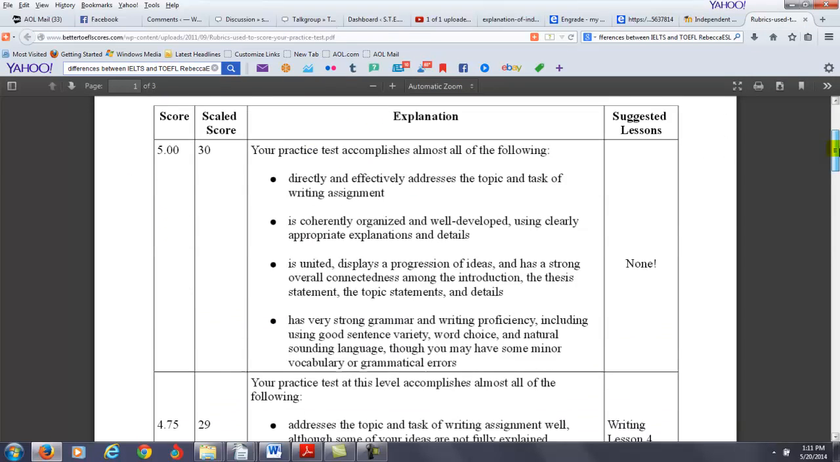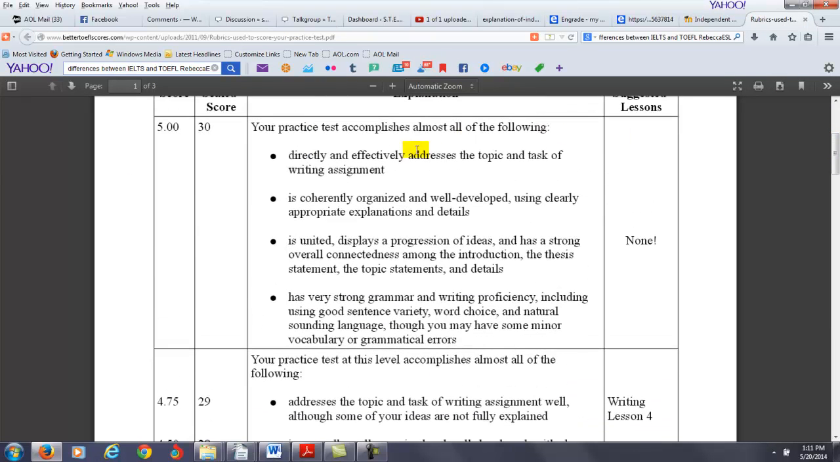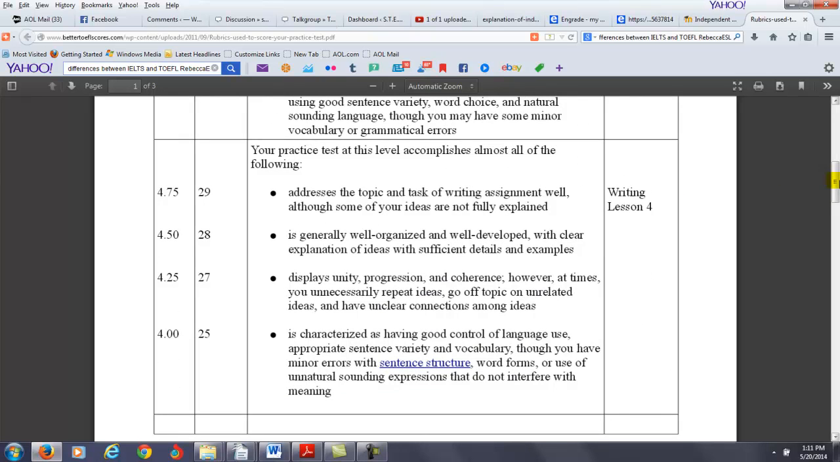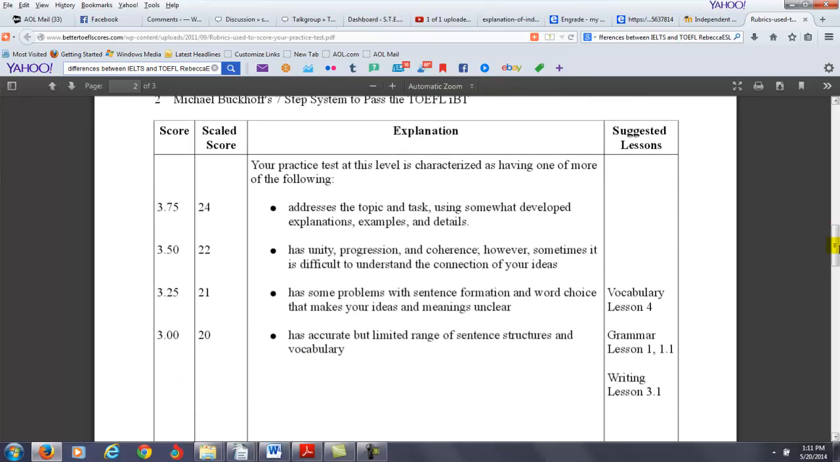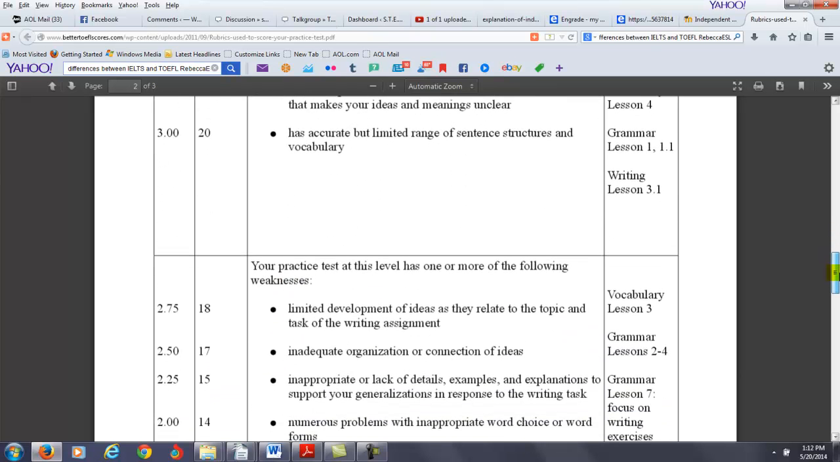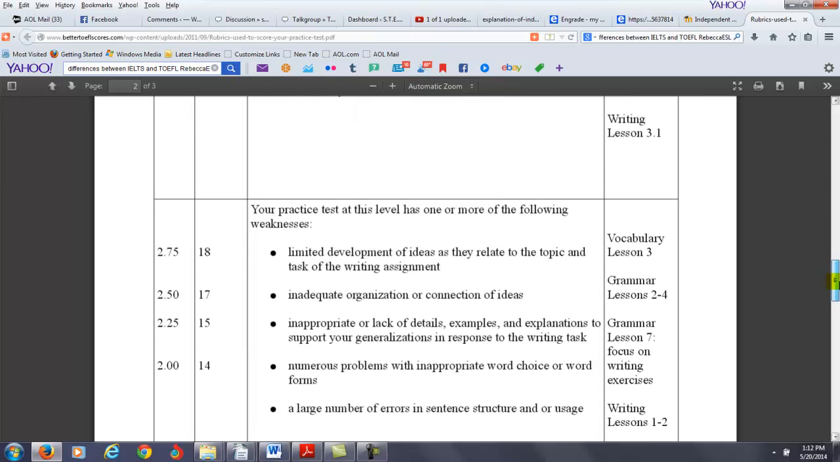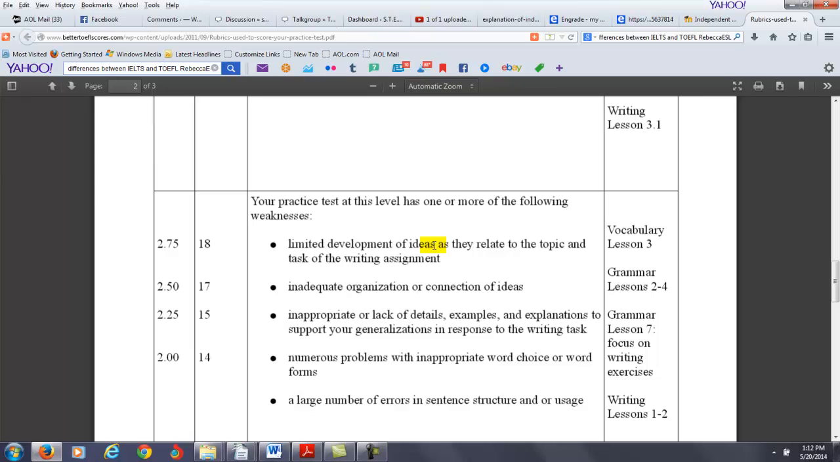Now, let's take a look at the rubrics, see how you'll score. To get 30 out of 30, directly and effectively addresses the topic, I'm going to say no. Addresses the topic and task well, I'm going to say no. Addresses the topic and task using somewhat developed explanations, examples, and details. Still, I'm going to say I don't think you really addressed the one part of the question. So, limited development of ideas as they relate to the topic and task. I'm going to say this fits better, I think, into where you are right now. So I'm going to put you in a high 2. I'm going to put you at 2.75 out of 5, or 18 points out of 30, on this particular practice test.